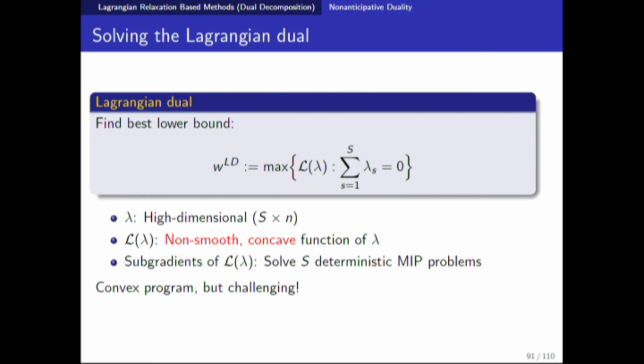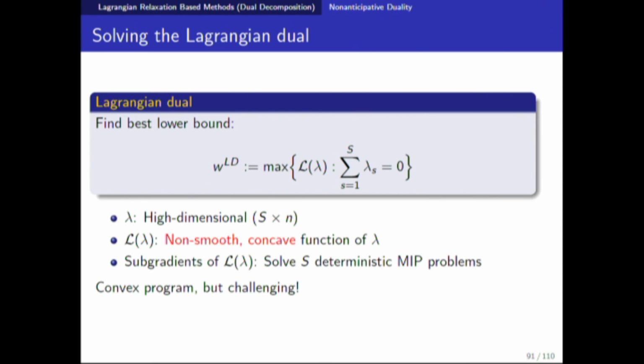And that means we have to be able to solve this problem where we're choosing the lambda that will maximize that Lagrangian function of lambda. First of all, lambda, remember, is high dimensional. I have a set of these lambda variables for every copy of my first stage variables. So if I have s scenarios and n first stage variables, this is the dimension of lambda. So it's a high dimensional problem.